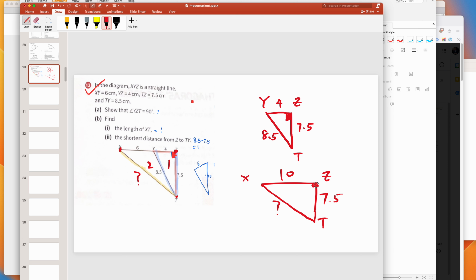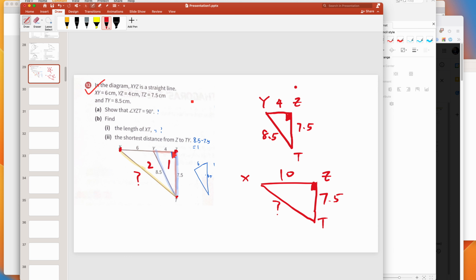But now they ask you to show YZT is 90 degrees. So which one do you use to show that it is 90 degree? You pick which one to show. The small right angle triangle or the big right angle triangle? The big one. You use the big one to show. Oh, the small one. Why do you use the small one instead of the big one to show? Because the small one already has all the lengths. Yeah, so the small one has all the lengths, right? The big one you don't have the XT, which is the longest one, right?